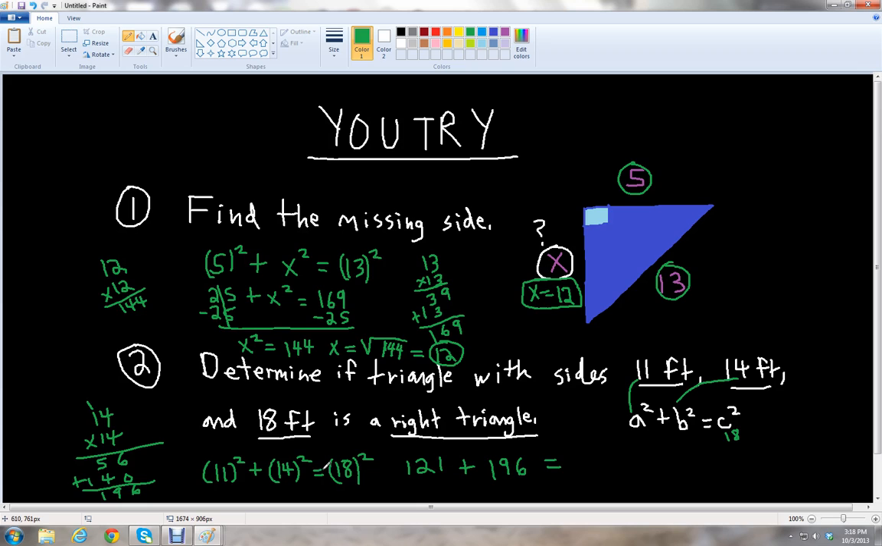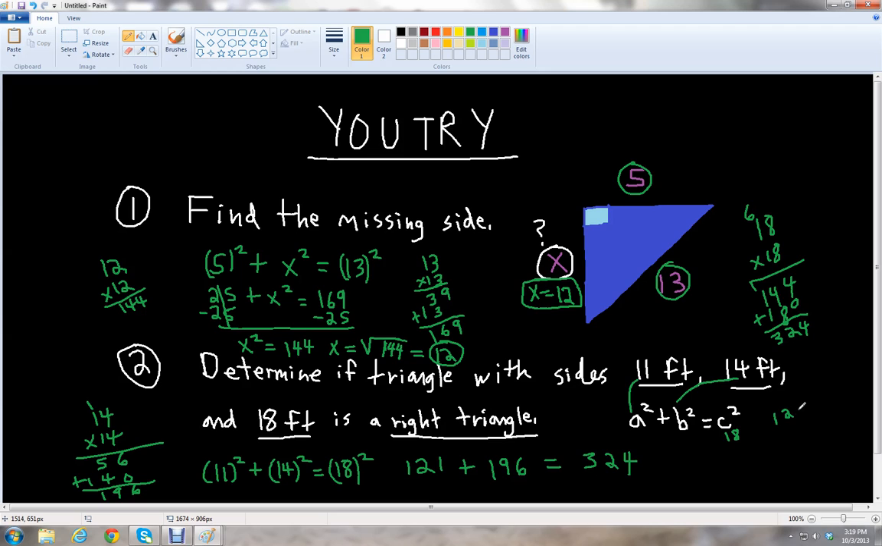Equals, and then 18 squared, we're going to do 18 times 18. So it would be 8 times 8, 64, carry 6. 1 times 8 is 8, plus 6 is 14. And then bring down the 0, that's 4. Add 4 plus 8 is 12. 1, 1's 2, 2, 1's 3, so that's 324. So we want to know if 121 plus 196 is 324.